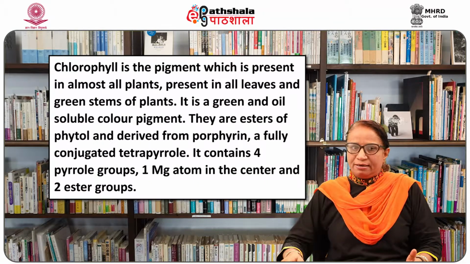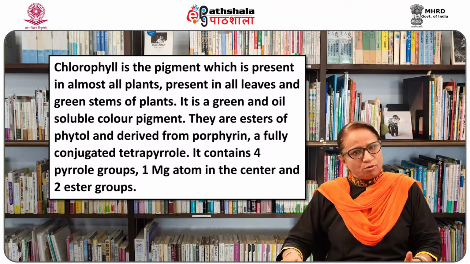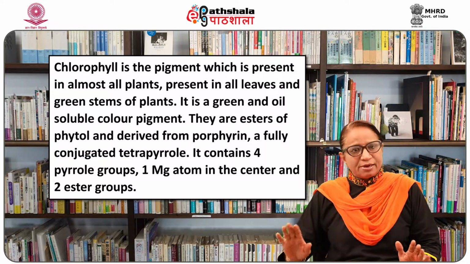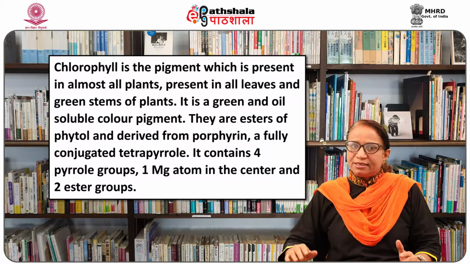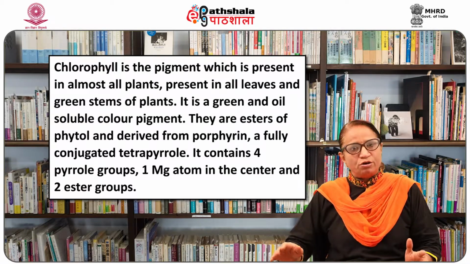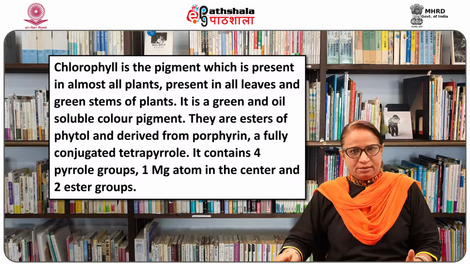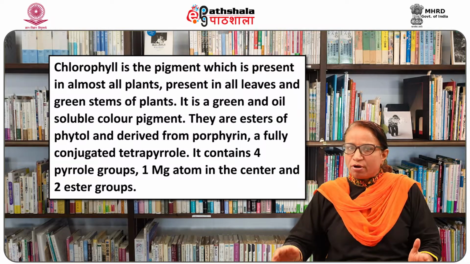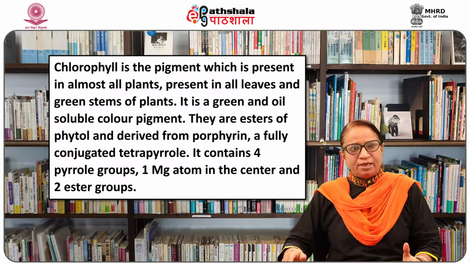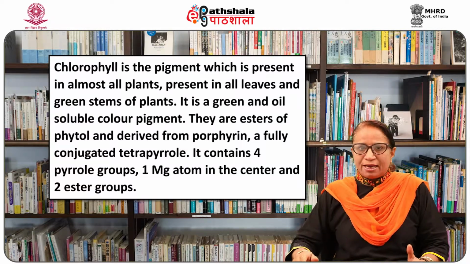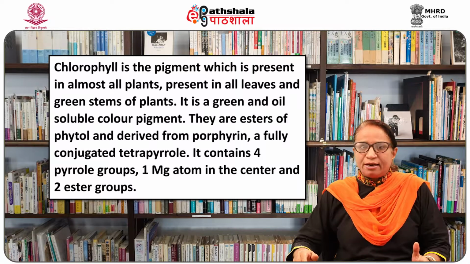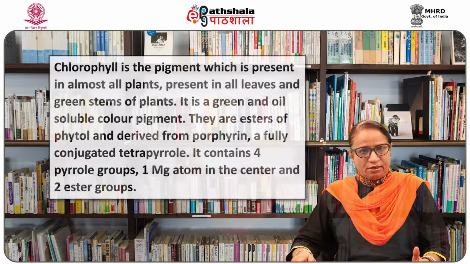Chlorophyll is the pigment which is present in almost all plants, present in all leaves and green stems of plants. It is a green and oil soluble color pigment. They are esters of pyrrole and are derived from porphyrin, a fully conjugated tetrapyrrole. It contains 4 pyrrole groups, 1 magnesium in the center and 2 ester groups.